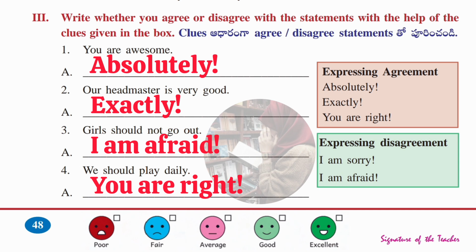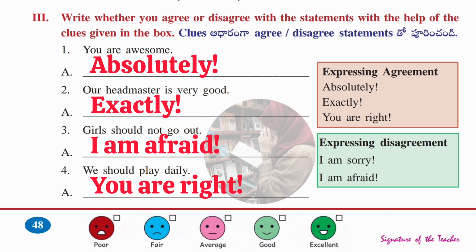I'm not disagreeing. That's why I'm afraid. Means I'm sorry. Okay. Then the fourth one is you should play daily. Yes, you're right. Okay. In this way, you have to do this third Roman. Okay, guys, I hope you understood this part.